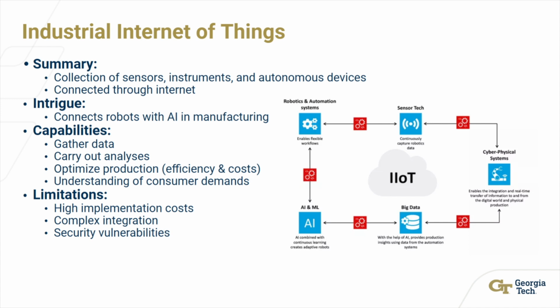These systems are able to gather data and carry out analyses to optimize production and therefore the efficiency and cost of it. They are also capable of understanding consumer demands to improve the design and manufacturing process. However, some limitations include, like previously mentioned with the cobots, the high cost of implementation, and in fact, it would be complex to integrate within certain factory settings.